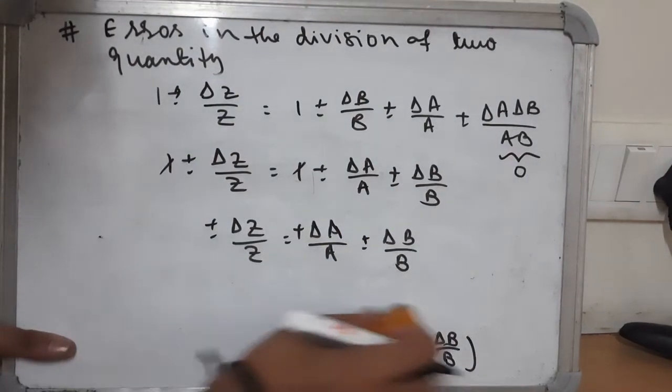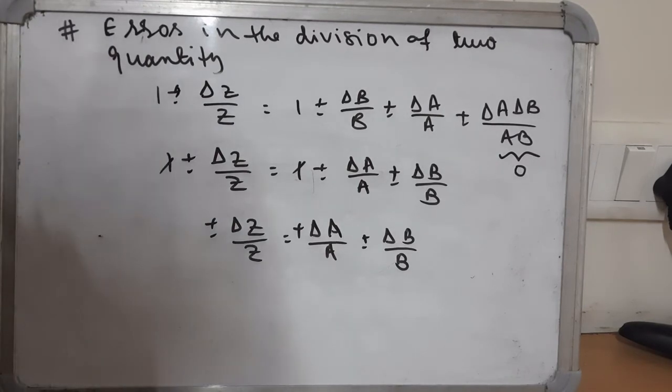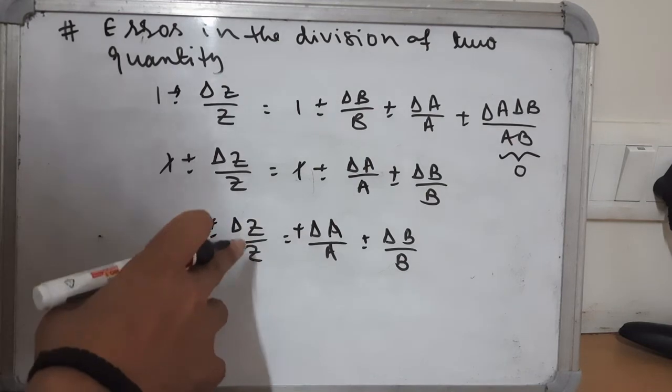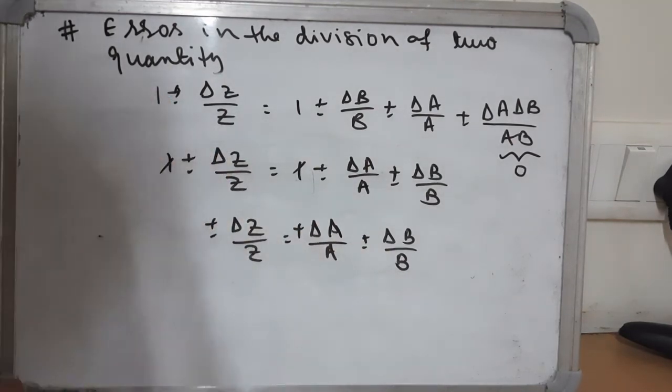So here comes the conclusion that the maximum error occurring in the division of any two quantities, the maximum relative error occurring in the division of any two quantities, is given as the sum of the relative errors of the individual quantities.